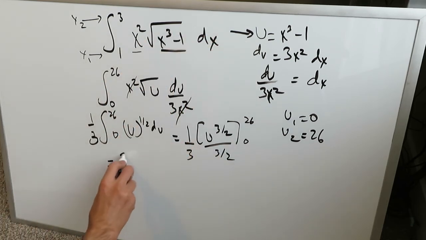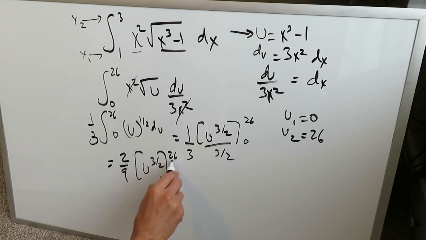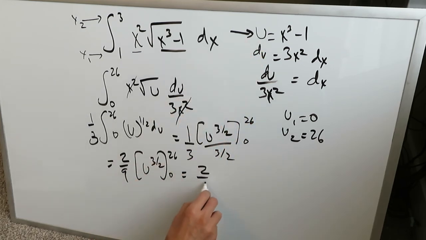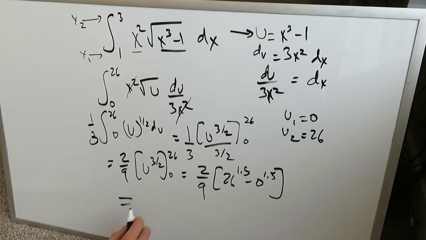What you end up getting here is 2 over 9 u to the 3 over 2 over the interval 26, 0. You don't have to resubstitute anything back. Take this to completion. You look at 2 over 9, you'll have 26 to the power of 1.5 minus 0 to the power of 1.5, which is just 0. And you'll present a final numerical answer. I will do that for you. It's not going to be hard. And the answer will be 29.46. That would be the area of this curve over the interval 1 and 3.